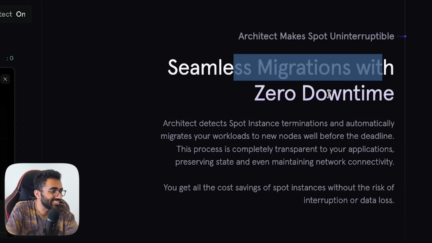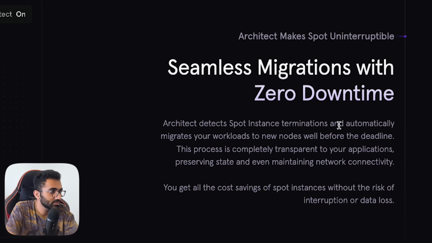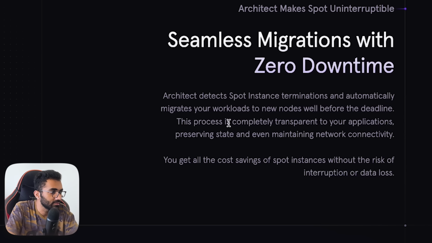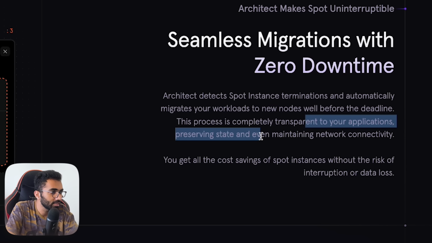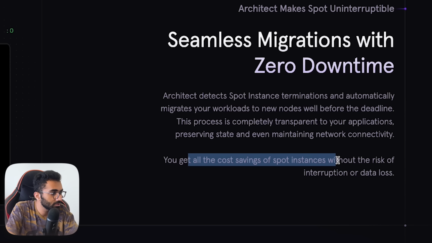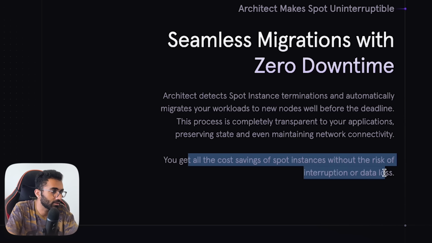Seamless migrations with zero downtime. Architect detects spot instance terminations and automatically migrates your workloads to new nodes well before the deadline. This process is completely transparent to your applications, preserving the state and even maintaining the network connectivity. You get all the cost savings of spot instances without the risk of interruption or data loss.